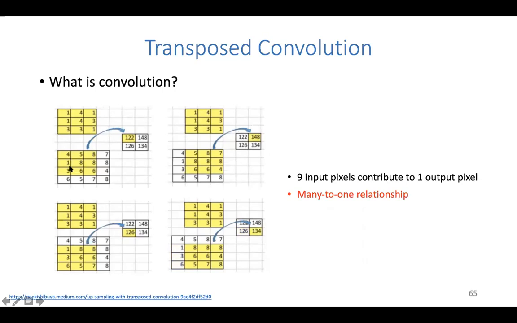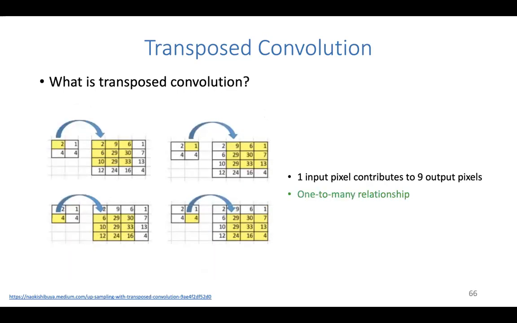So these 9 input pixels contribute to this guy. Another 9 input pixels contribute to this 148, and likewise here and here as well. So there is a many-to-one relationship between the input to the convolution and the output of the convolution. That is convolution, and obviously transposed convolution is the reverse of that.